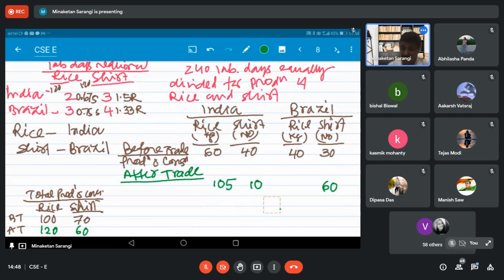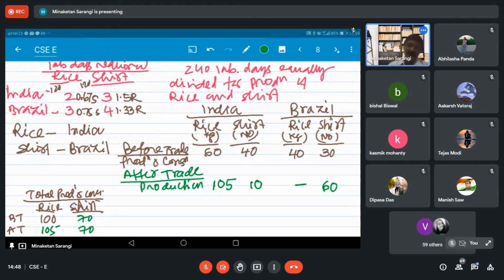So what is the production after trade? Production after trade: 105 kg of rice by India and 10 sats by India, and no rice by Brazil and 60 sats by Brazil. So total production of rice after trade will be, instead of 120, 105. And sat will be exactly 70. Now trade will take place.